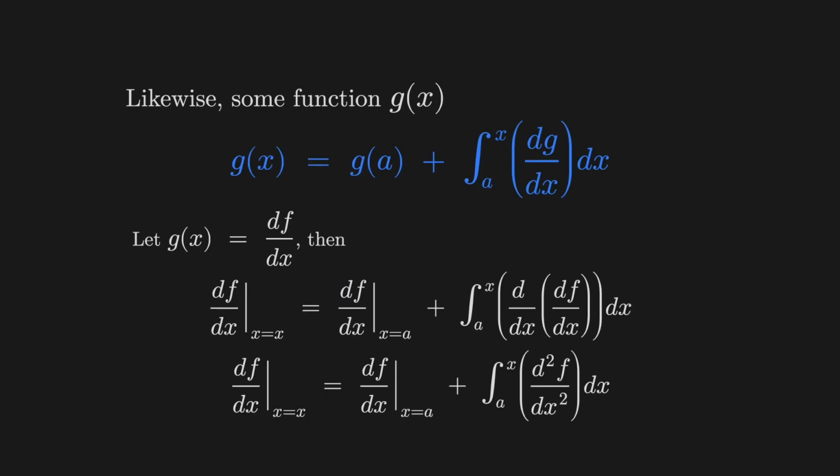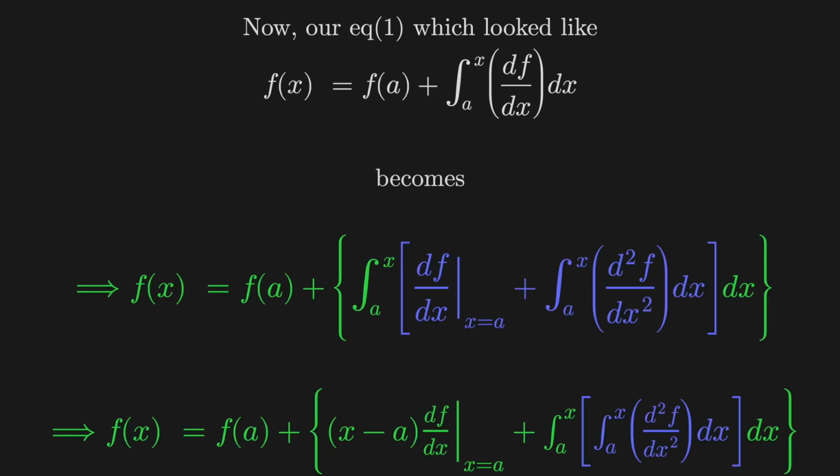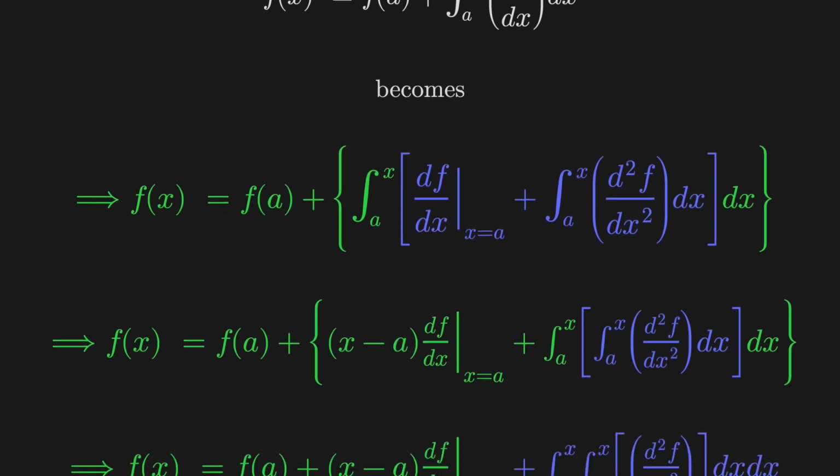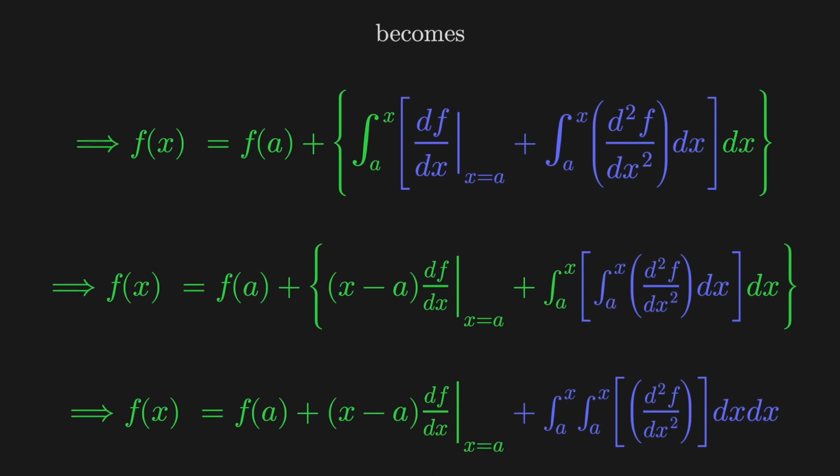Using this, we can write the derivative of f at any position x to be the sum of its value at a with the integral of the second derivative from a to x. If we throw this expression for the first derivative of f inside the first equation, we have two terms inside the integral. The first term, being a constant, has integral as the derivative of f at a multiplied with the difference of limits, which is x minus a.